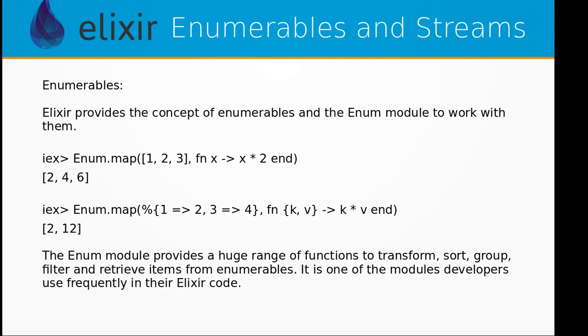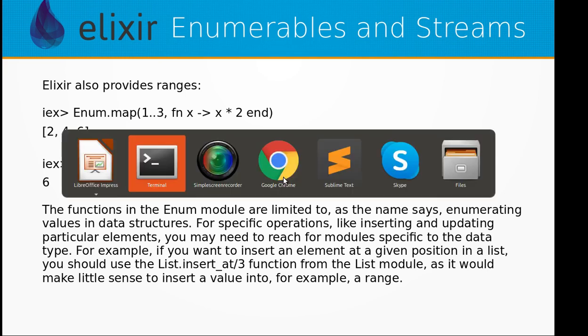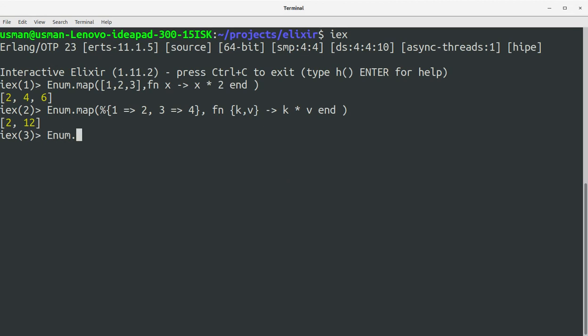The Enum module provides a huge range of functions to transform, sort, group, filter and retrieve items from enumerables. It is one of the modules developers use frequently in their Elixir code. Elixir also provides ranges. So let's look at an example.